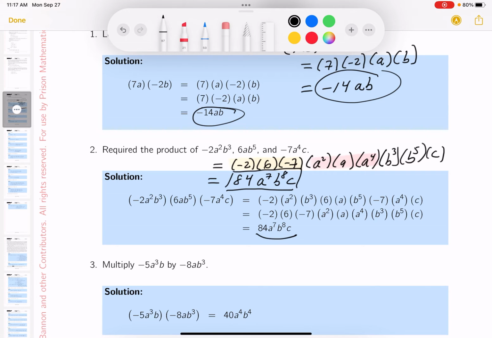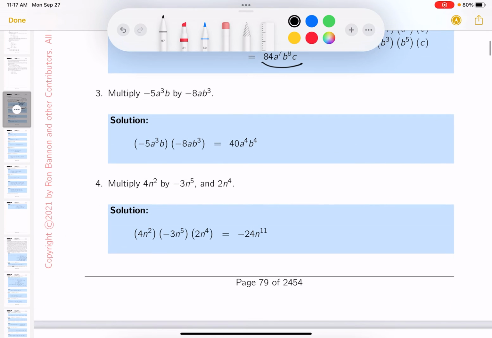But I want to look at Wells's answer and see if he got the right answer. And what did he get? He got 84, A to the 7th, B to the 8th, C. Okay? That's what I typed up for you, and what my work would look like if I were explaining it in the classroom to students. All right? Let's take a look at the next one.